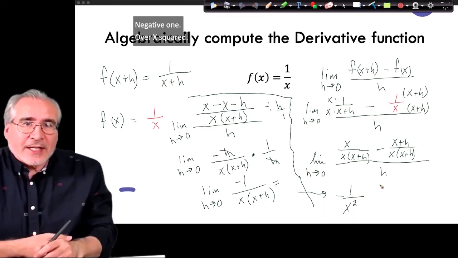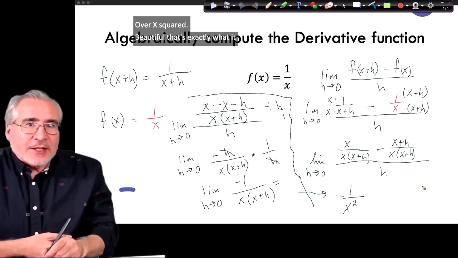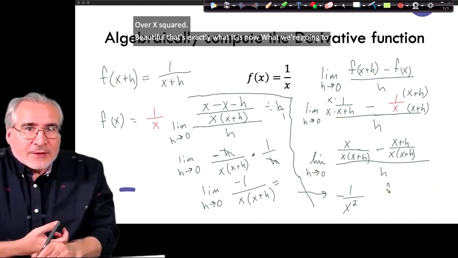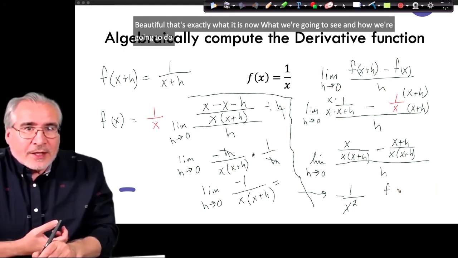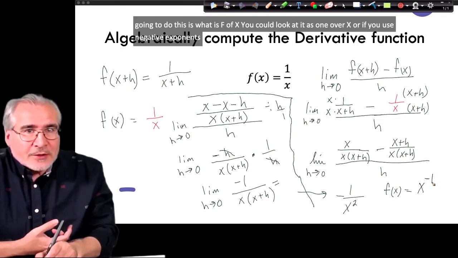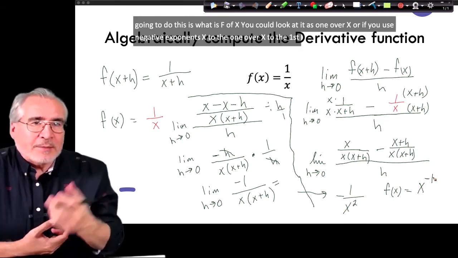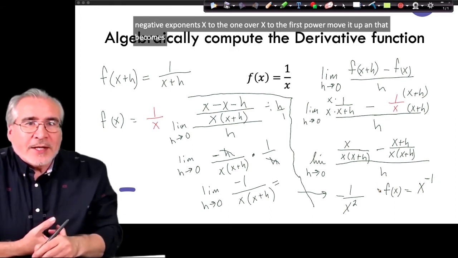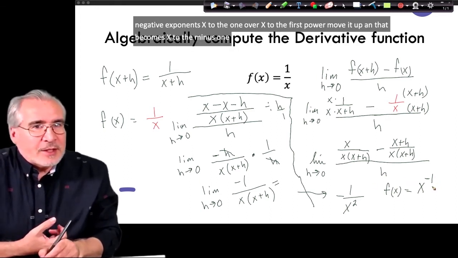Beautiful. That's exactly what it is. Now what we're going to see and how we're going to do this is, what is f of x? You could look at it as 1 over x, or if you use negative exponents, it's x to the 1 over x to the first power, move it up, and that becomes x to the -1. And now let's see what happens when we've been applying our rules.